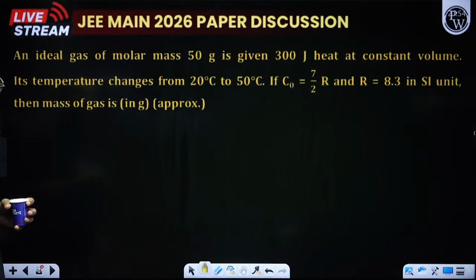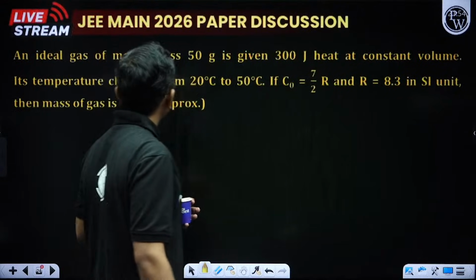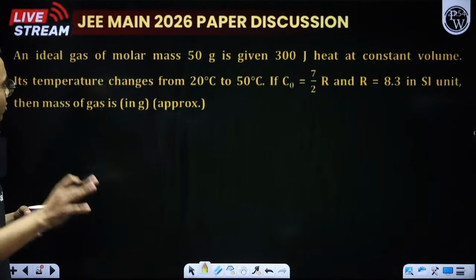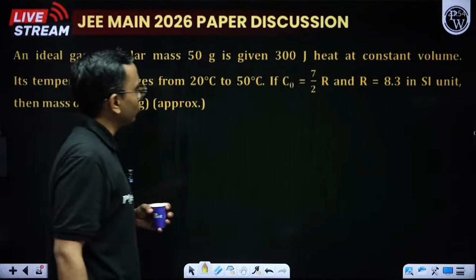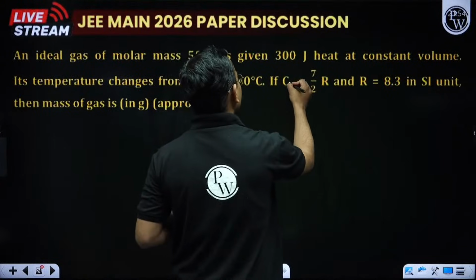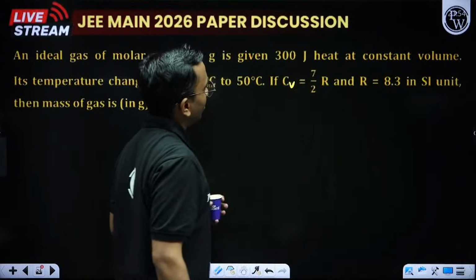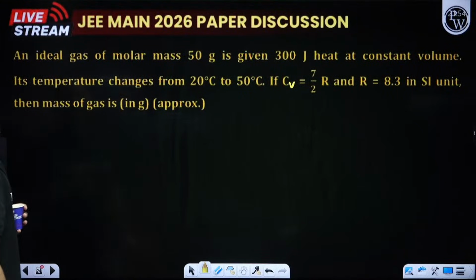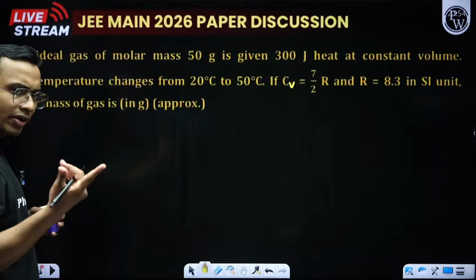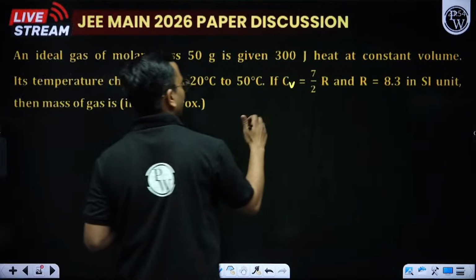Last question: an ideal gas of molar mass 50 gram is given 300 joule heat at constant volume. Okay, so volume is constant. The temperature changes from 20 degree Celsius to 50 degree Celsius. If Cv is equal to 7R by 2 and R is 8.3 in SI unit, then find the mass of the gas. Okay, we will find the moles of gas, and from moles we can find the mass of the gas.